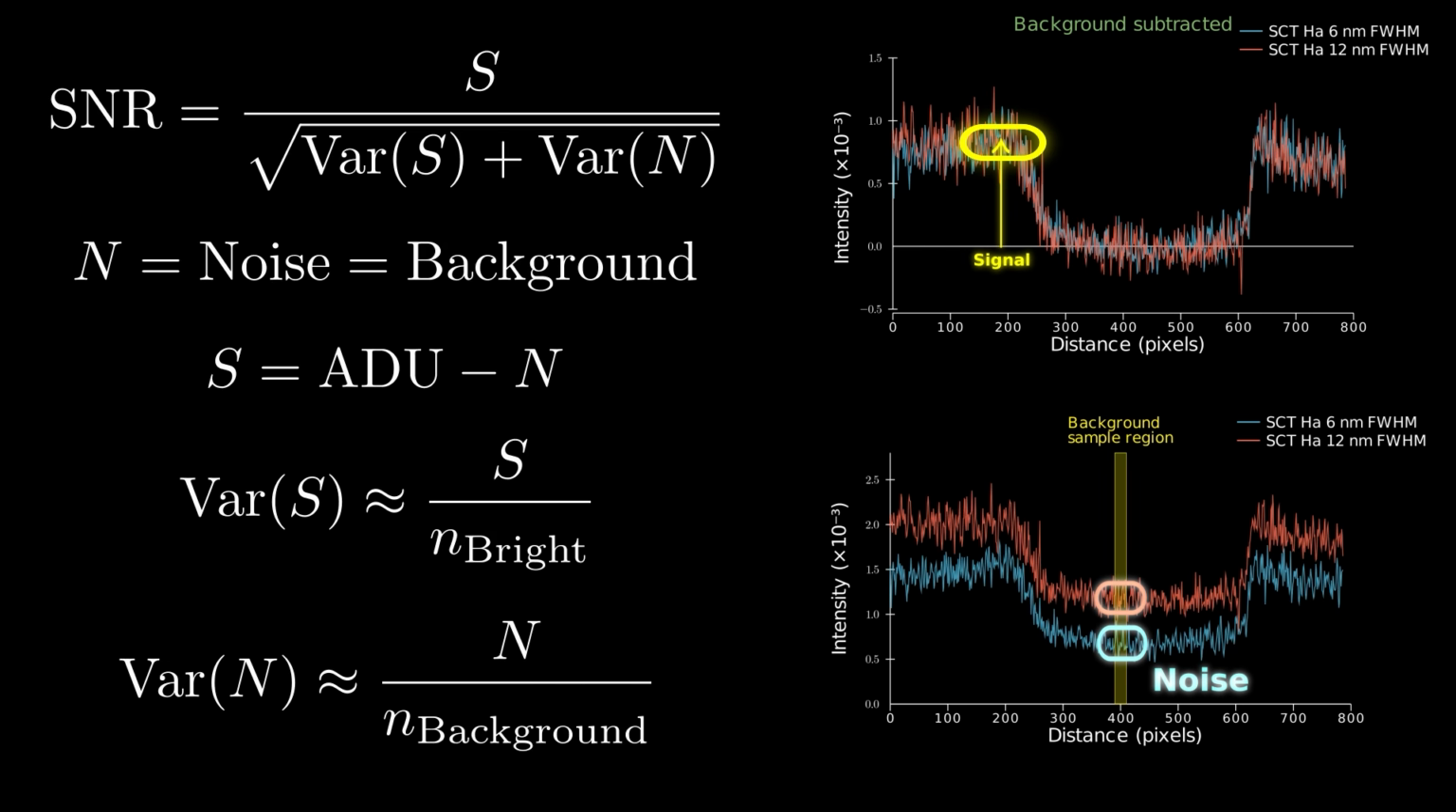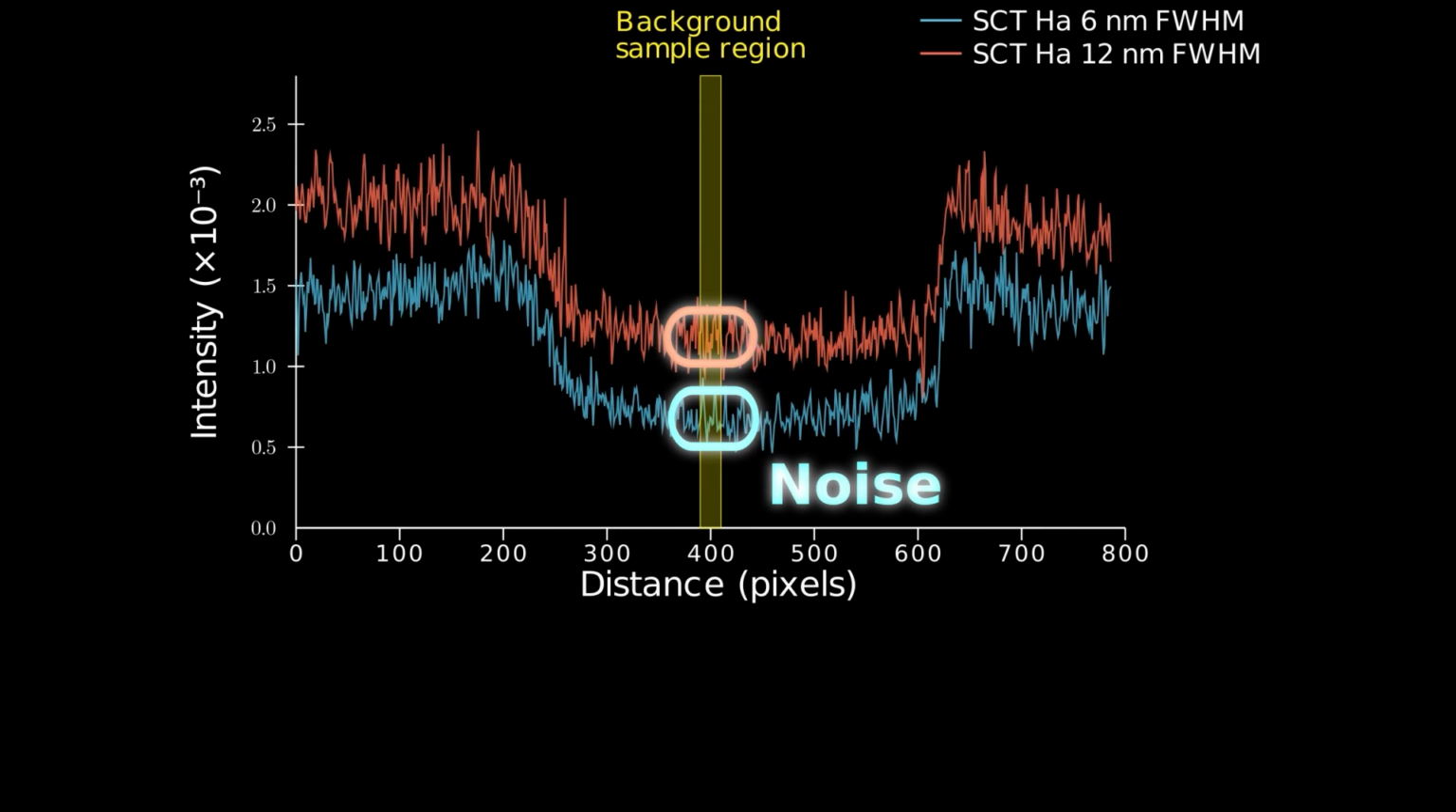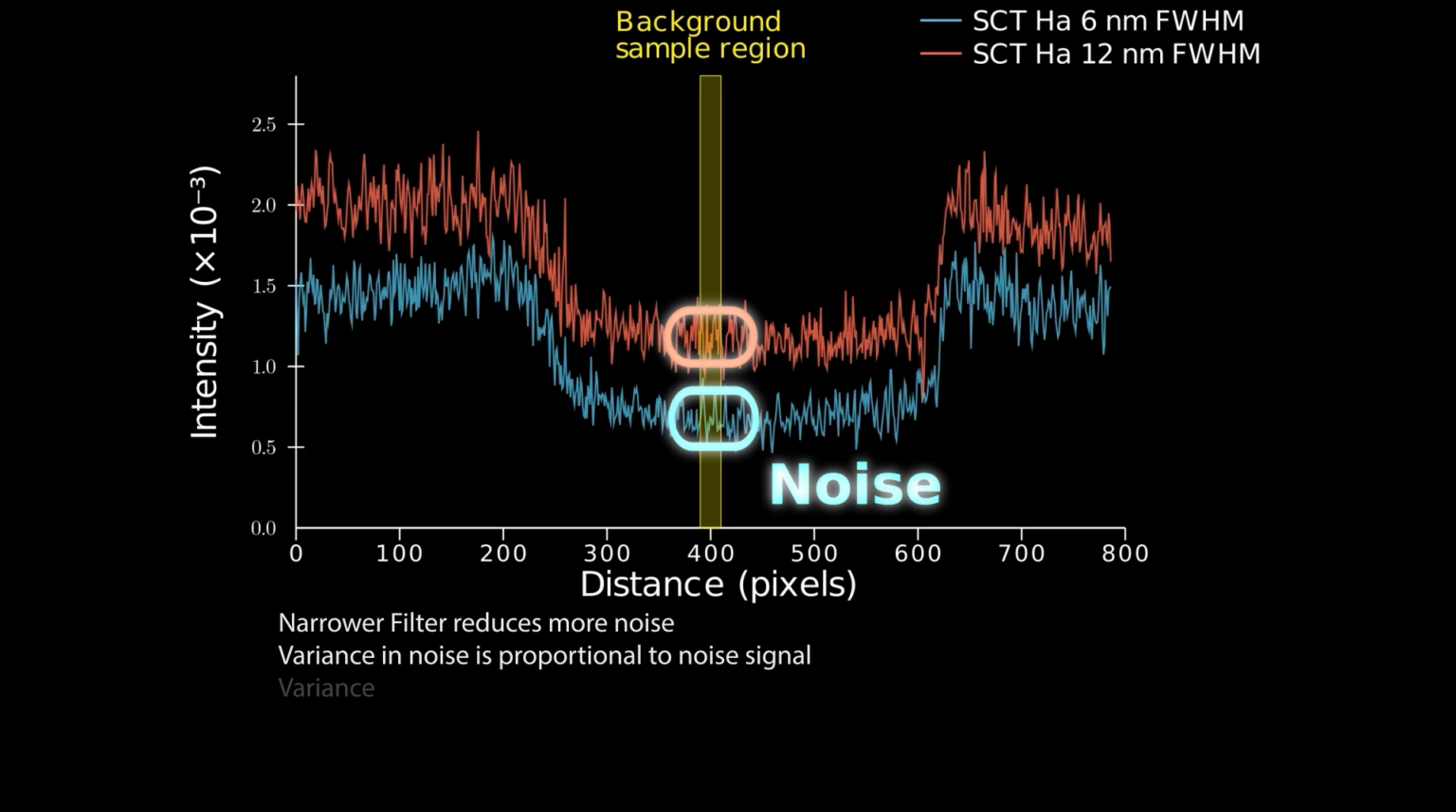So for each sub-image, the background magnitude would fluctuate by the variance of the noise. It is this fluctuation in the background intensity, the variance, that is the noise in our images that degrades the signal-to-noise ratio. And here's the big take-home. The more the background strength is reduced, the more the background variance is reduced, and the better the SNR.